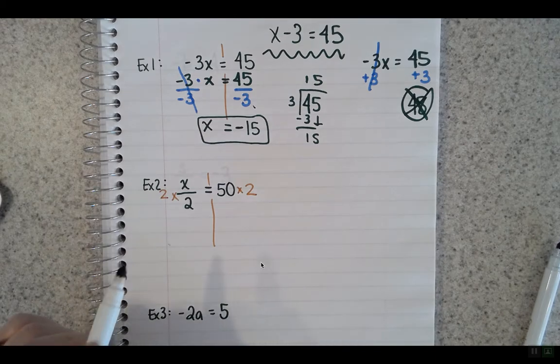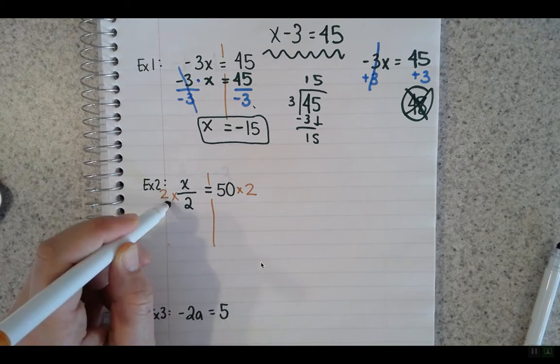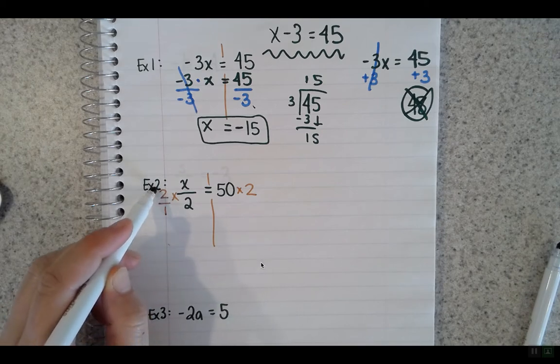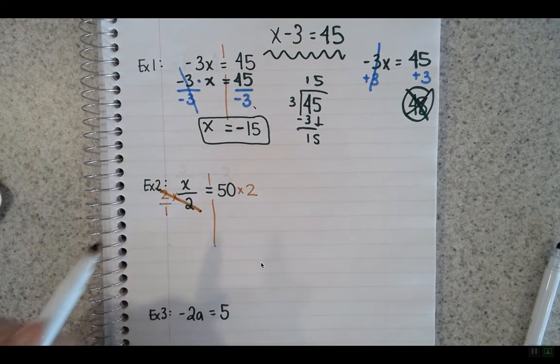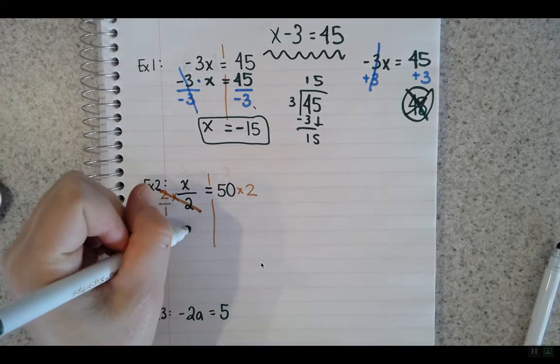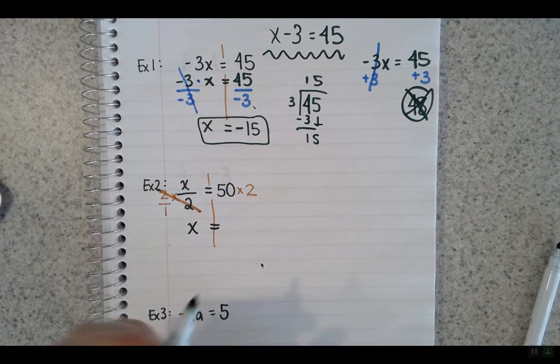Now here's what's happening. Technically 2 is the same thing as 2 over 1. And these two 2's are going to cross cancel each other out. And now on the left side of my wall, I have just x isolated equals 50 times 2 is 100.